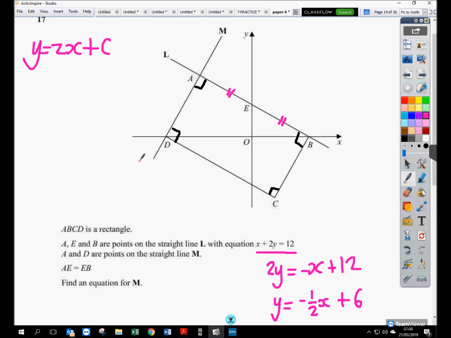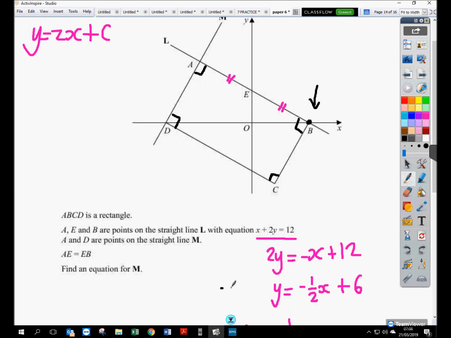Now the issue we have is that we don't know any coordinates on line M, because that's what you need in order to work out c. You need a coordinate that lies on the line, so then you can substitute it to work out c. So you're a bit stuck, but you have to think outside the box with this question. Line L, I can work out where it crosses the x-axis. It crosses the x-axis at B.